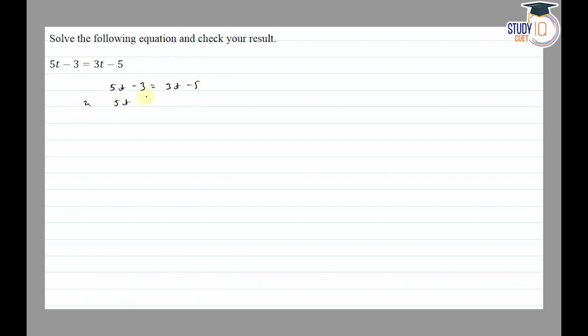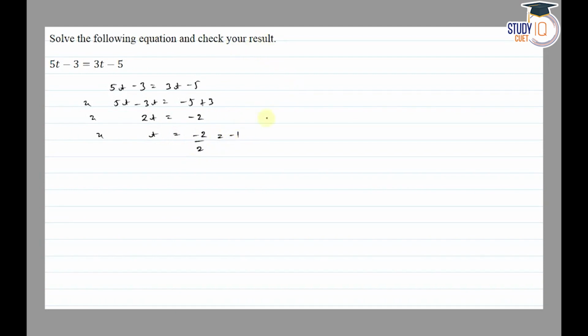So 5t, 3t को इधर शिफ्ट कर देंगे, so minus 3t, and minus 3 को इधर शिफ्ट कर देंगे, so minus 5 plus 3. So हो जाएगा 5t minus 3t, 2t is equal to minus 2. So t is equal to minus 2 upon 2 is equal to minus 1.